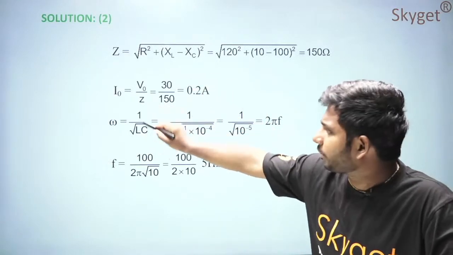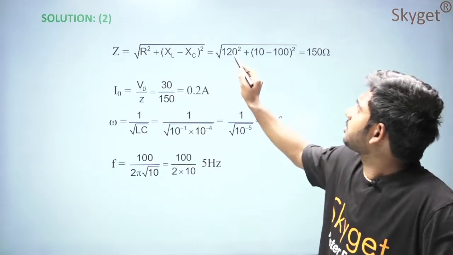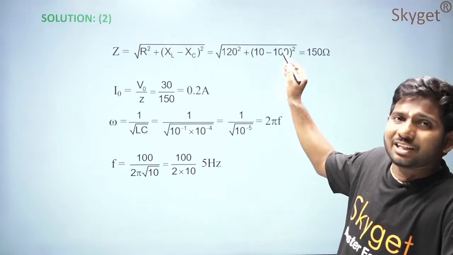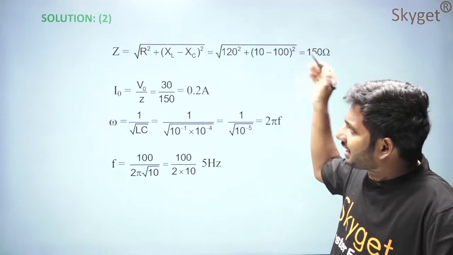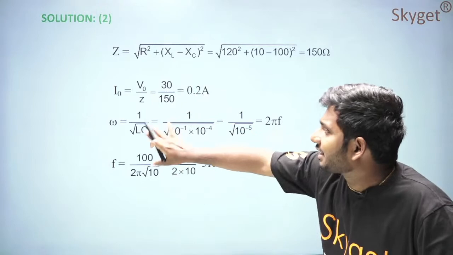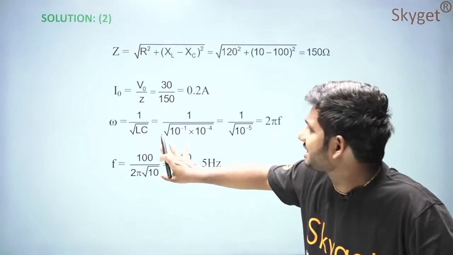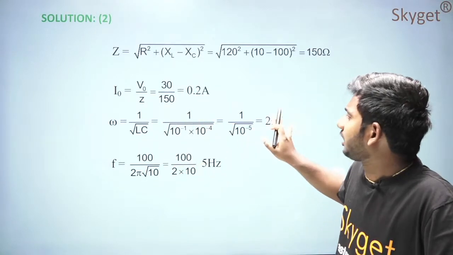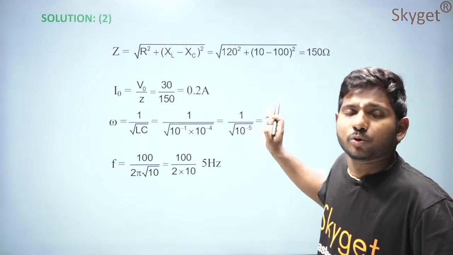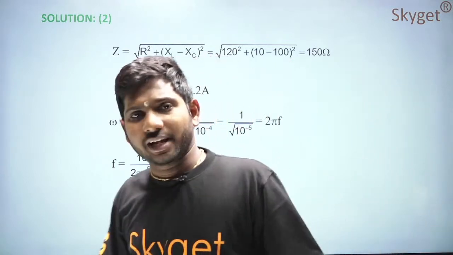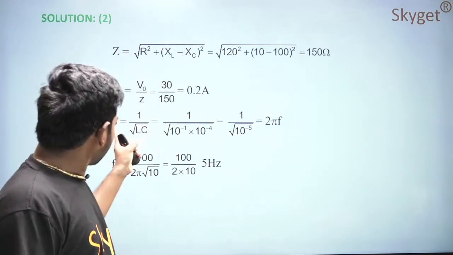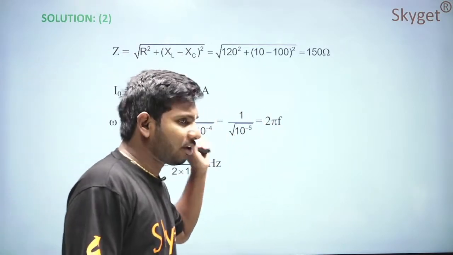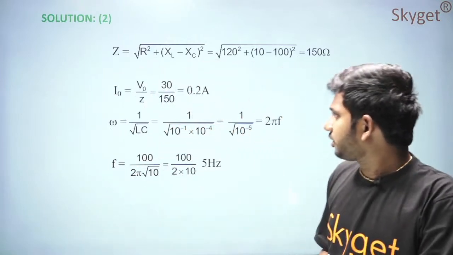Omega we know is 1 by root LC, students, because this is 120 square plus omega L minus 1 by omega C, which will be 90 square. Then you can get the I naught value. Omega value we know is 1 by root LC; substitute it and you will get omega, which equals 2 pi f. Omega is equal to 2 pi by T, which can also be written as 2 pi f. From there, if you know omega, you will be able to find the frequency, students.